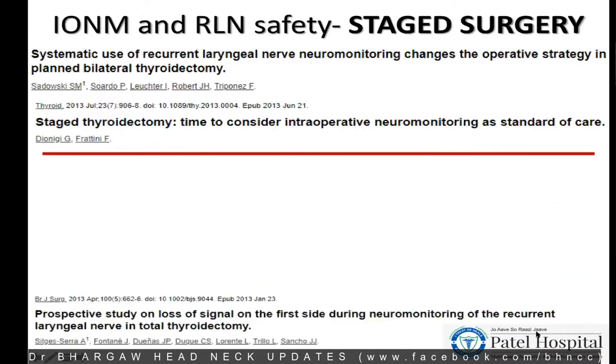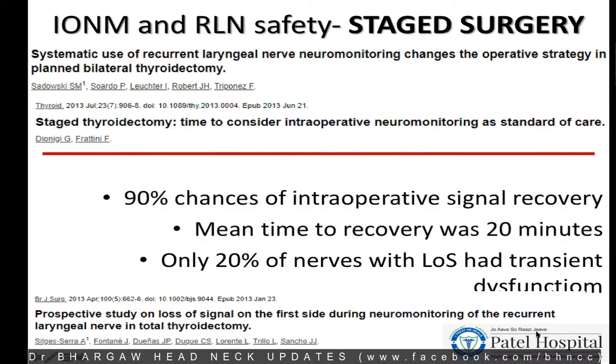The real importance of IONM and recurrent laryngeal nerve safety, in my opinion, lies in the ability to do staged surgery. So if you have a loss of signal once you are dissecting one side, or more than 50% decrease in amplitude, and if you're not operating on a patient who's high risk thyroid cancer, you might consider staging the surgery. The philosophy sounds very attractive because you don't really want bilateral laryngeal nerve palsy. However, what the study at the bottom showed us is that there was a 90% chance of signal recovery intraoperatively, and the mean time to recovery was 20 minutes.